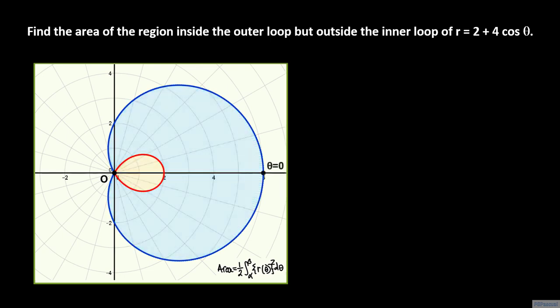Let's see how the curve is traced as theta goes from 0 to 2 pi. At theta equals 0, r is equal to 6. So the curve starts on the positive x-axis, 6 units from the origin. As theta increases, the curve is traced in a counterclockwise direction. r remains positive until the curve hits the origin when r is equal to 0. After approaching the origin from the second quadrant, the curve leaves the origin and enters the fourth quadrant.